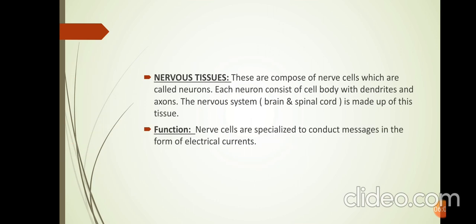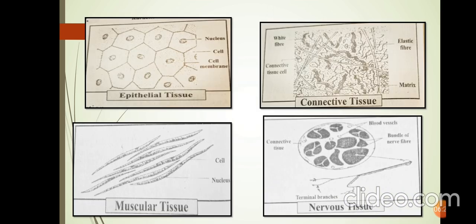Nervous tissue: these are composed of nerve cells which are called neurons. Each neuron consists of a cell body with dendrites and axon. The nervous system, brain and spinal cord are made up of this tissue. Function: nerve cells are specialized to conduct messages in the form of electrical currents. These are the diagrams of animal tissues: epithelial tissue, connective tissue, muscular tissue and nervous tissues.